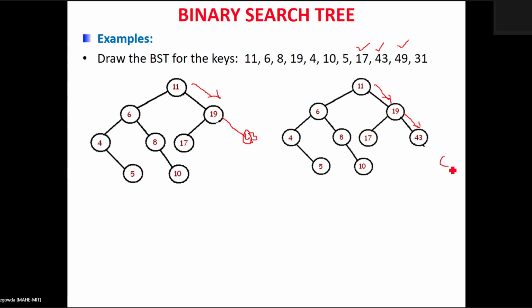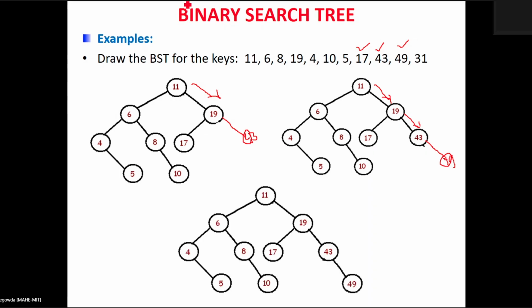So create a node and it should be the right child of 43, and the value of this new node will be 49. So this is the tree after inserting 49. And finally we have the last element, which is 31.